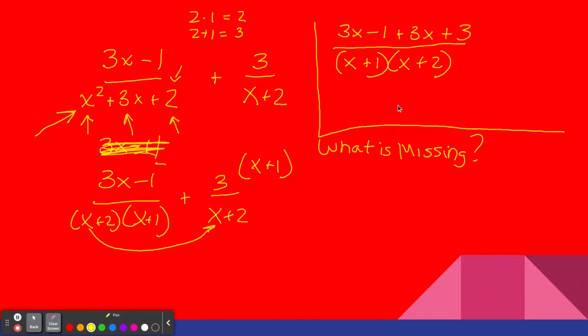So let's clean this up. What would you get if you clean that up? Well, you have 3x, and they have another 3x, so that's going to be 6x. And you have a minus 1 plus 3. Minus 1 plus 3 will give us a plus 2. And this is all over x plus 1, x plus 2. So that's how we add rational expressions.